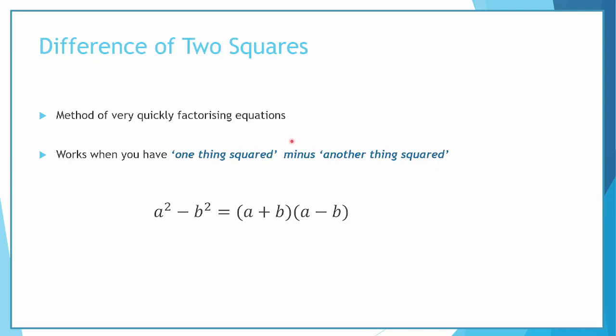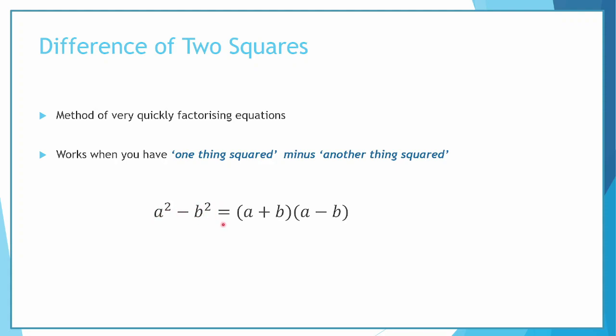Right, so now we're going to look at our next concept: difference of two squares. So difference of two squares is a special case scenario where we can very quickly factorise an equation if it meets this rule of one thing squared minus another thing squared. So this is the rule down here: a squared minus b squared equals a plus b, a minus b. So we have to have our original equation in this kind of format, a square number minus another square number.